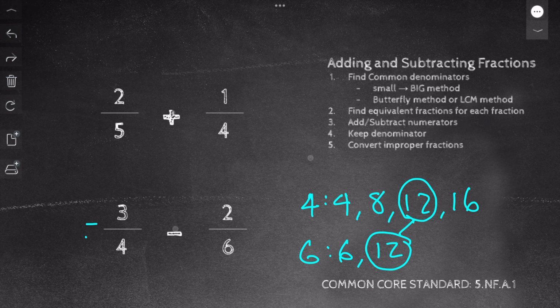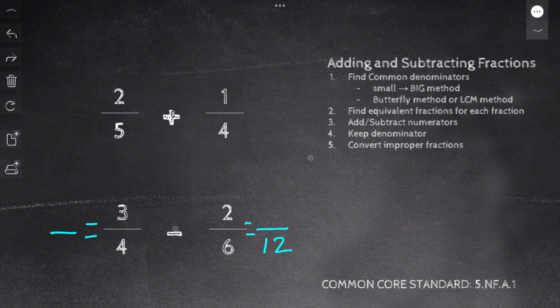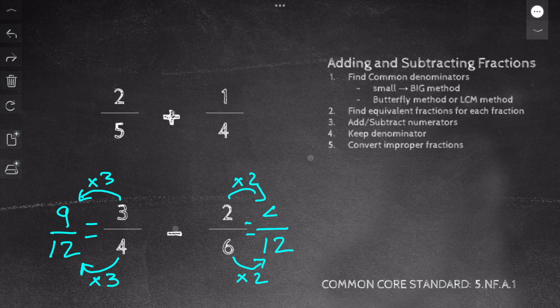So what I can do here is make new fractions. Let me go ahead and get rid of my multiples. Our new common denominator is 12, like we said. Now I have to think, 4 times what equals 12? 4 times 3 equals 12. So whatever I do to the bottom, I need to do to my top numerator. And 3 times 3 equals 9. And then on the right side, 6 times 2 equals 12. So 2 times 2 equals 4.